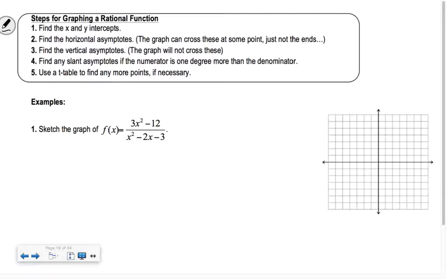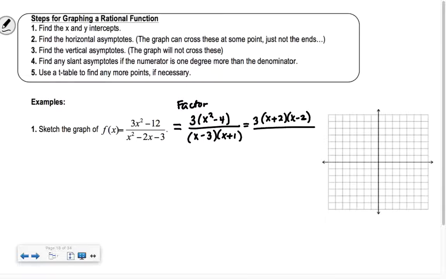Okay. So step 1, I guess I should really make my steps more like I actually do it. So step 1 is I always factor. So let's factor first. So I'm going to factor in the numerator and denominator. So I pull out that 3, and I have x squared minus 4 when I do. And then I factor the bottom into x minus 3 and x plus 1. So I get 3 times x plus 2 times x minus 2 all over x minus 3 times x plus 1. So do I have any holes, first of all? Yeah, no holes.